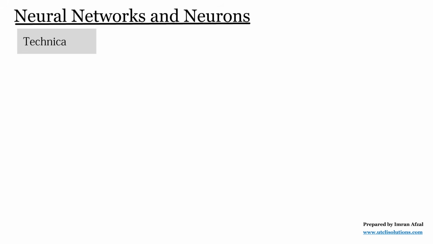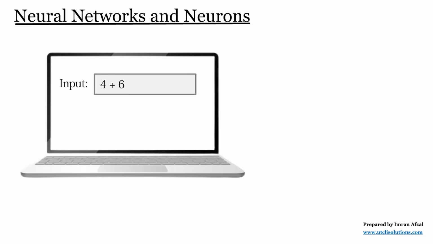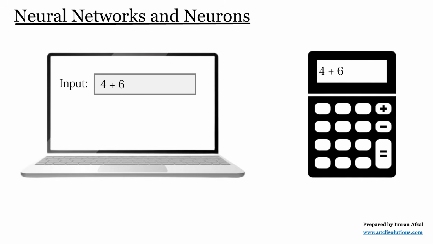Now let's move toward the technical side. A neuron in a neural network is a small unit that receives input. It takes in a number or several numbers, does a small calculation, and gives an output.